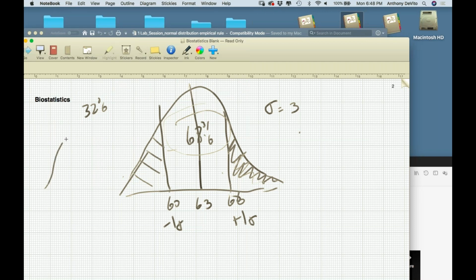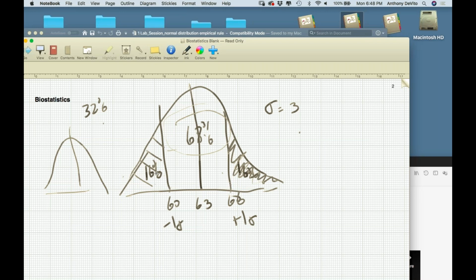Since this is symmetrical, it's got the same shape on both sides. You could fold it over and it would be exactly the same on both sides, right? We know that these two areas are equal. So if only 32% is left, that's 16% here and 16% here.